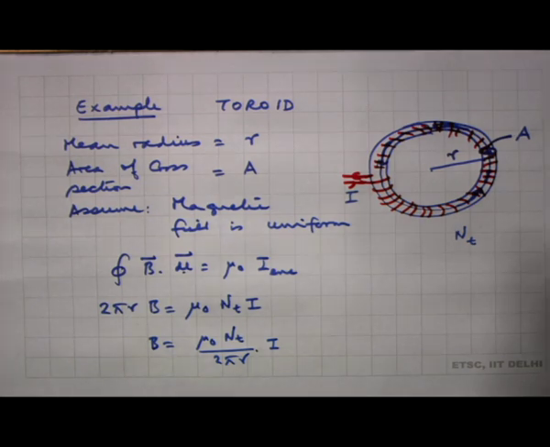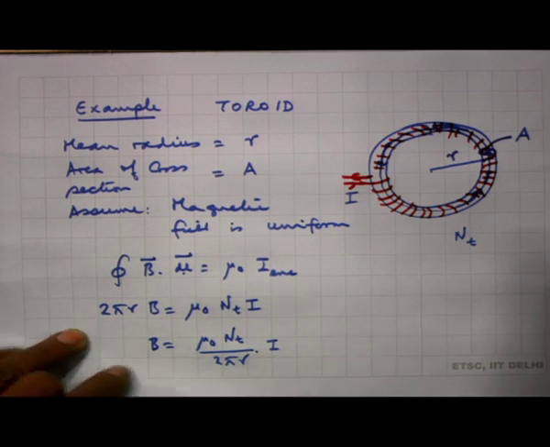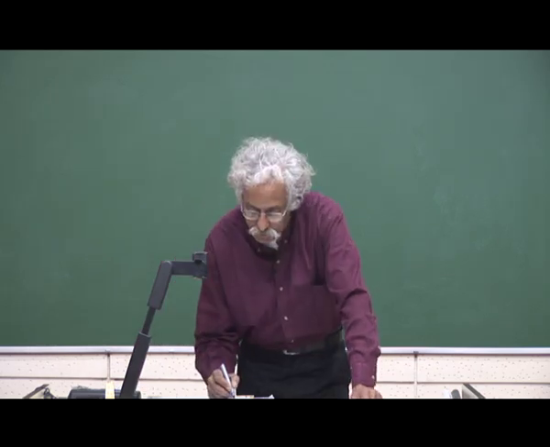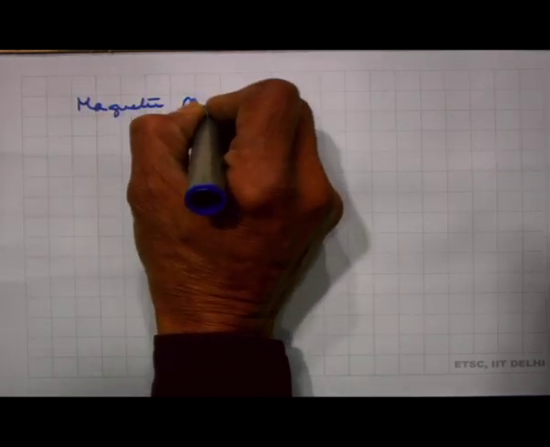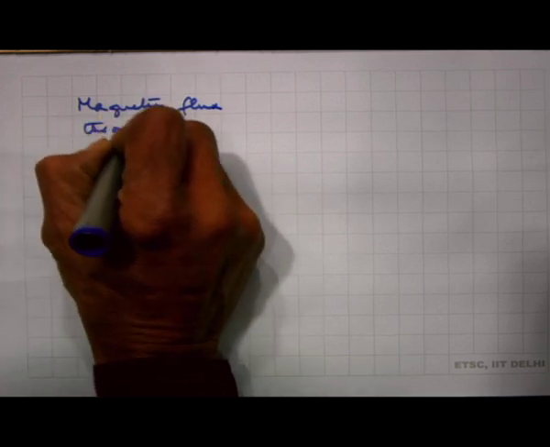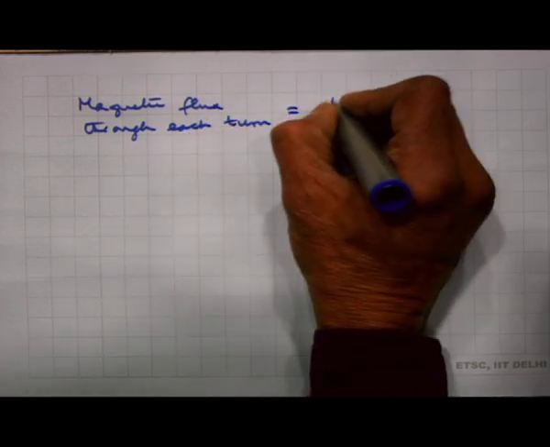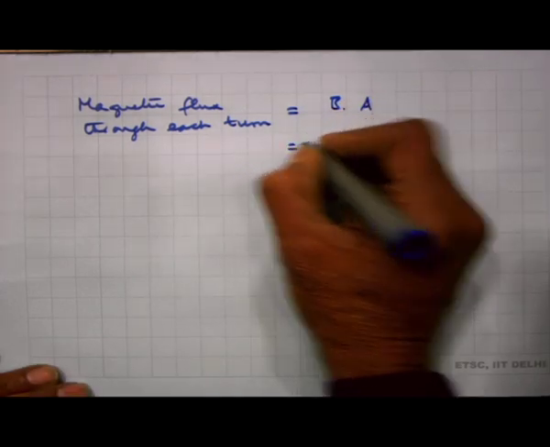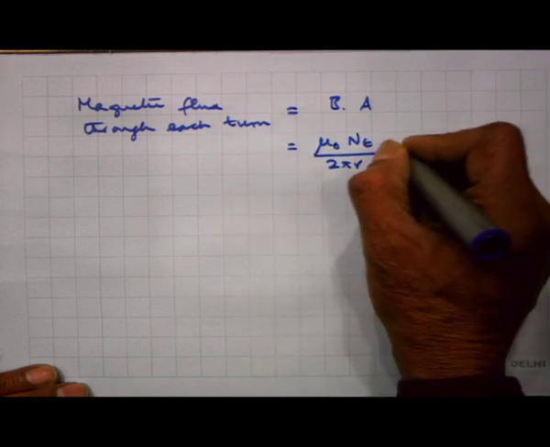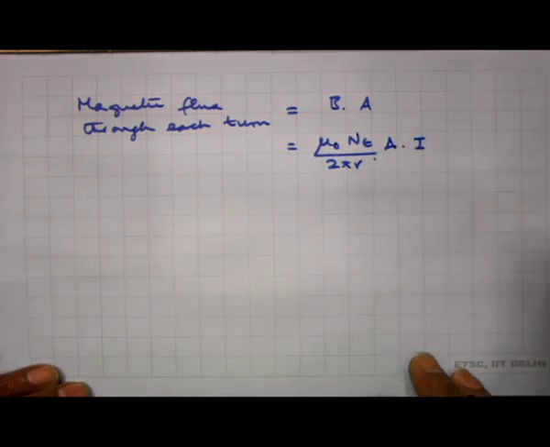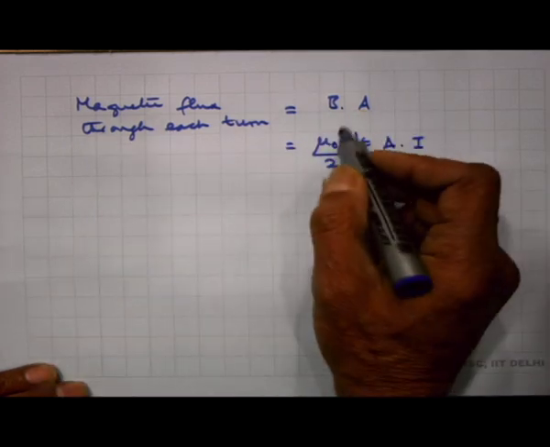So, I am going to assume this magnetic field is uniform across the cross section of the toroid, and having calculated the magnetic field, I can calculate the magnetic flux through each turn, which is equal to the magnetic field into area, which is equal to mu naught nt by 2 pi r into A into I. So, this area is the area of each loop of the toroid. The magnetic field is B.